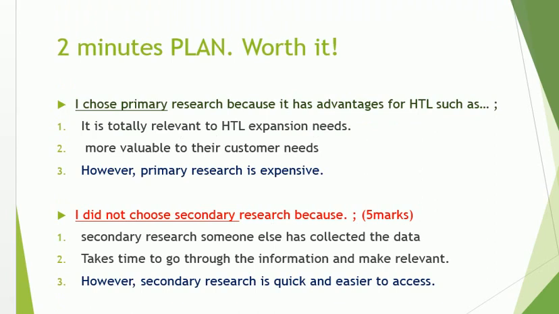Now, before I would start this question, do a quick plan of your key points. So I've made some pros of primary research: it's relevant, it's valuable, however it's expensive. And then secondary research, quickly jot down the problems with it. Someone else has collected it, therefore it's not very relevant. However, for your AO4, secondary research is quick and easier.